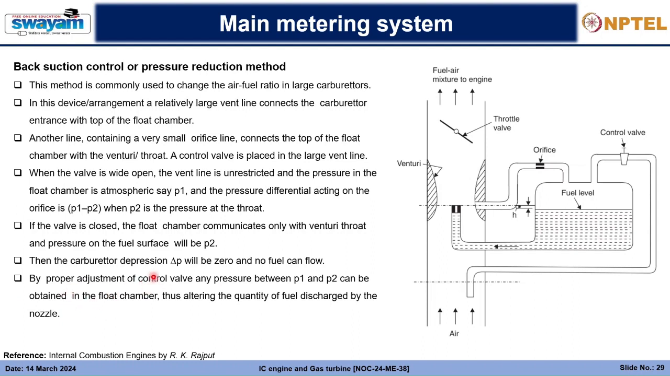So by proper adjustment of the control valve, any pressures between P1 and P2 can be obtained in the float chamber, thus altering the quantity of fuel discharged by the nozzle. So that is the whole concept.